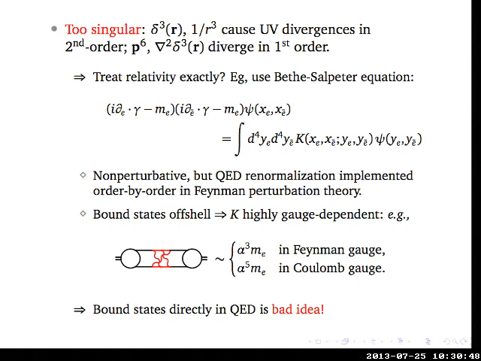The sort of old-fashioned approach to this was to try and treat relativity exactly. For example, you could try and use the Bethe-Salpeter equation, which I've written down there for your edification. This is an absolutely horrible thing to do. This is like the worst equation ever invented. It was probably Bethe's biggest mistake. And it's an absolutely ghastly thing to work with. And it leads to all sorts of problems.